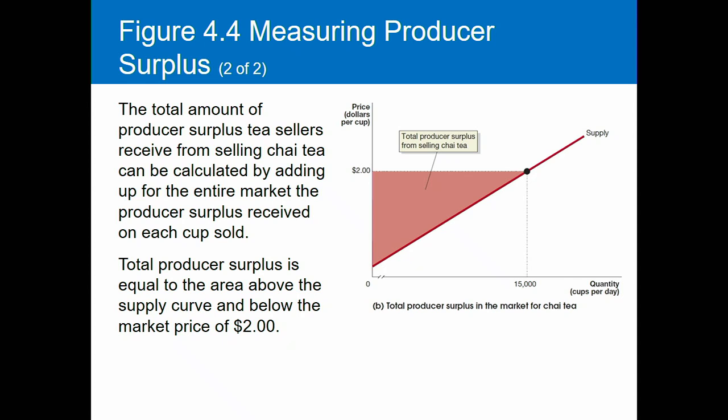Sometimes one mistake is thinking that this is the producer surplus. It seems to match the consumer surplus here, so put producer surplus there, but that's not the case. It's the difference between the price and the marginal cost curve, or the supply curve.